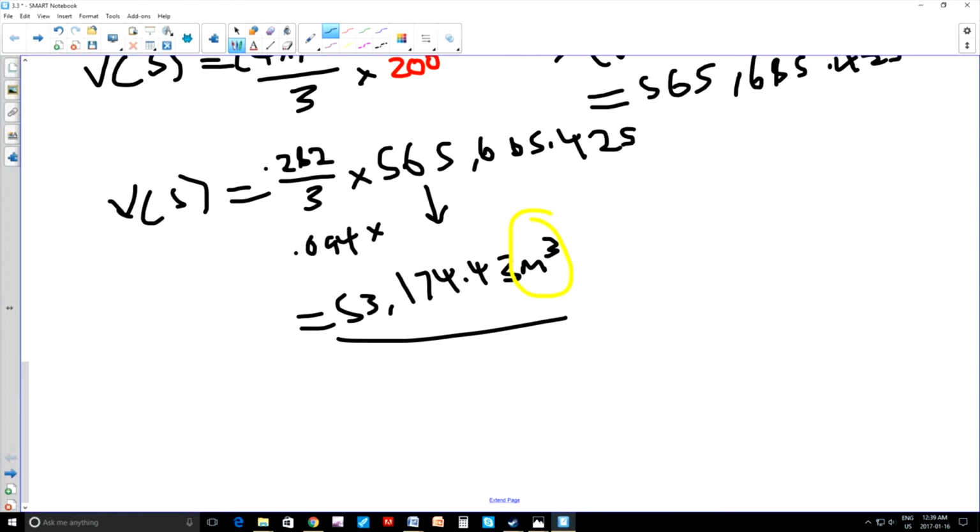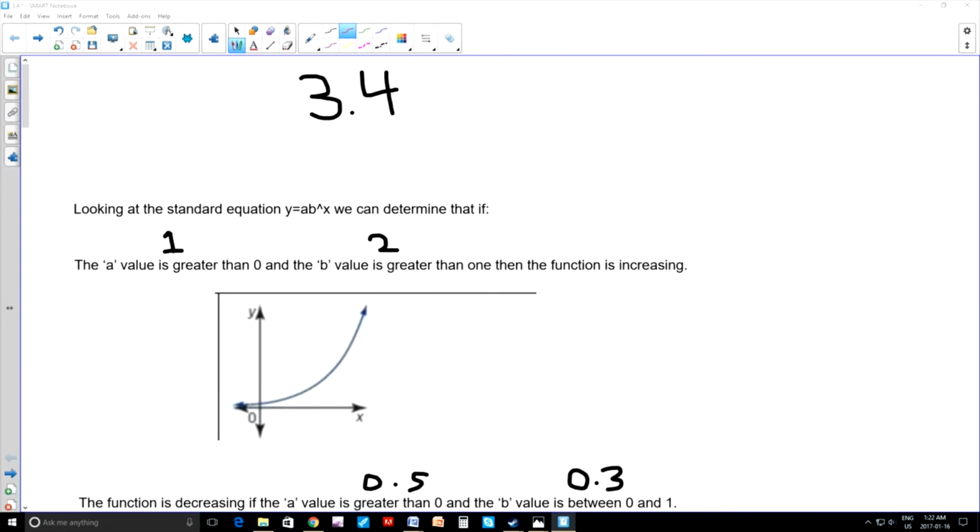And that was 3.3 rational exponents. 3.4 properties of exponential functions. So to start, looking at the standard equation y equals a b to the power of x, we can determine that if the a value is greater than 0 and the b value is greater than 1, then the function is increasing like so.